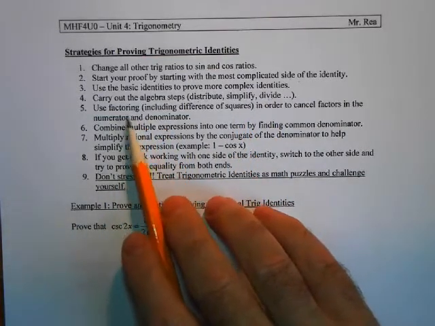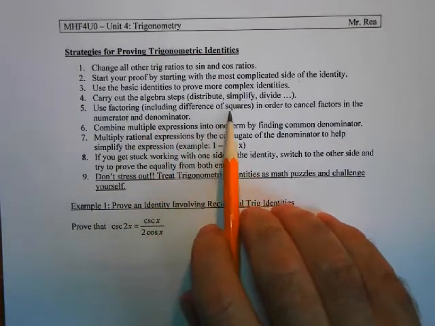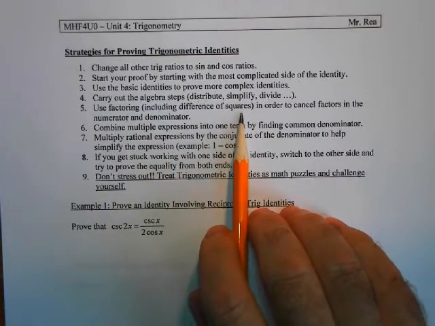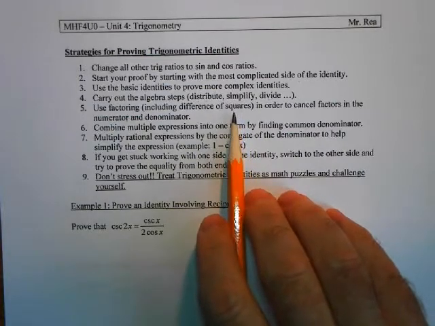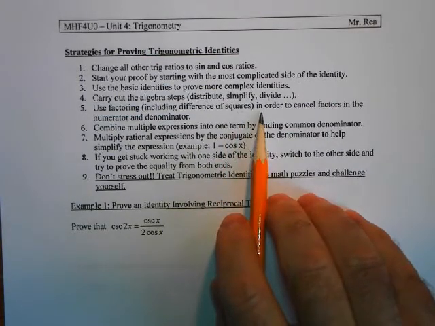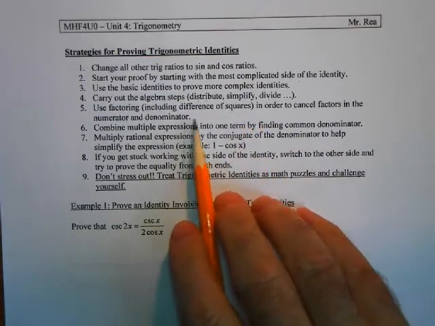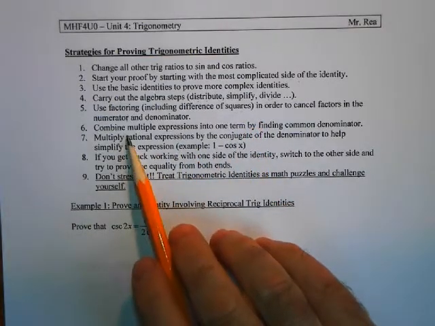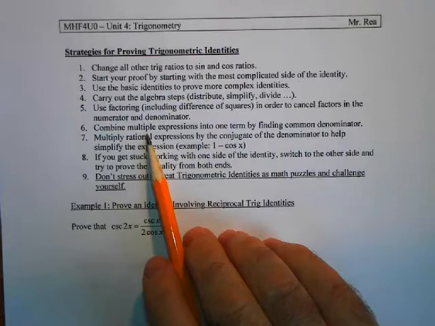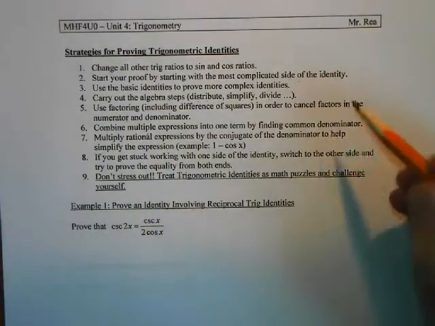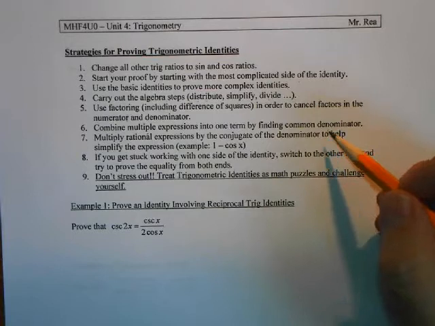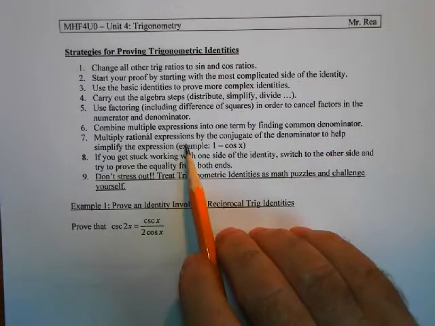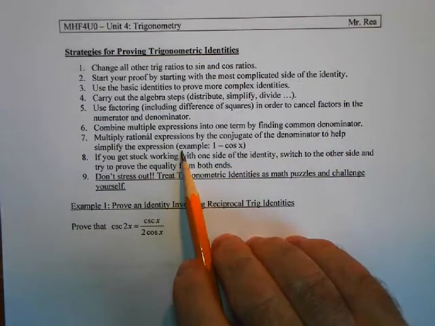Speak of the devil. Use factoring, including difference of squares. That's a really key strategy. Think about difference of squares quite a bit in order to cancel factors in the numerator and denominator. If you see one side that's got two terms and the other side's got one, work on the side that's got two terms. Try to change that into a single term by finding a common denominator and combining the two terms. This one here, this is a very underrated strategy. I'll show you what I mean by this.